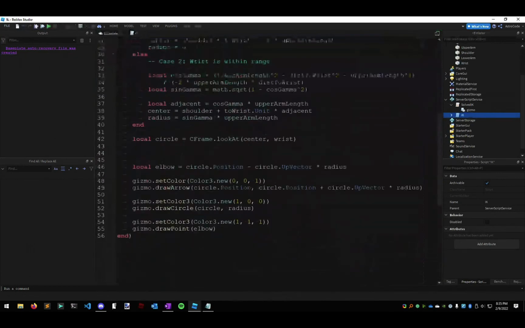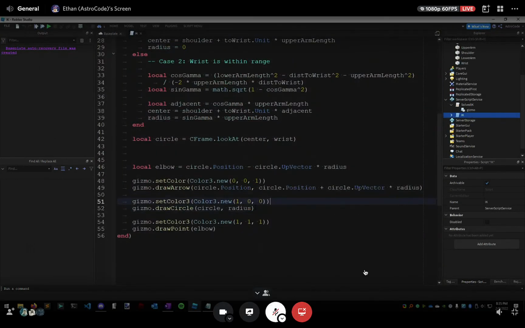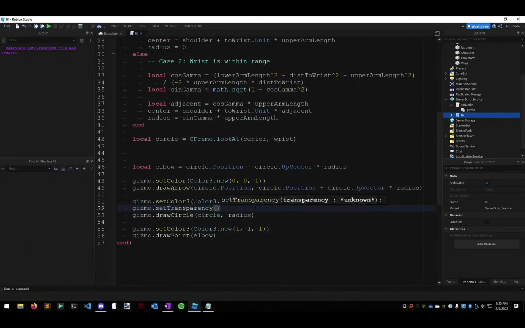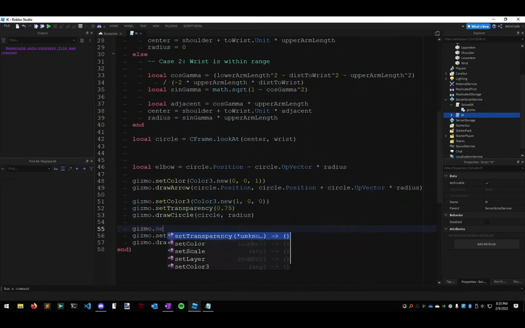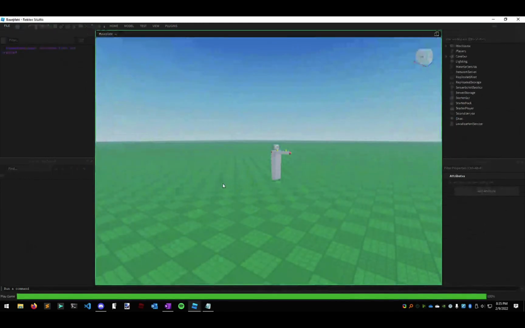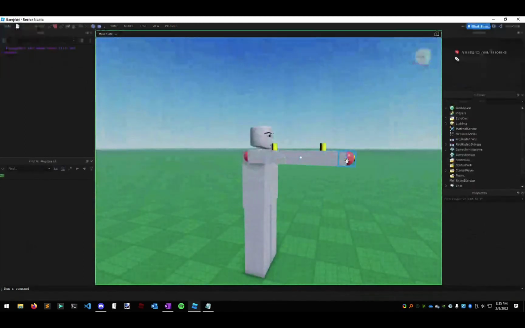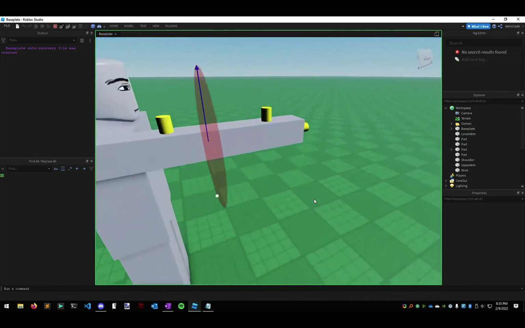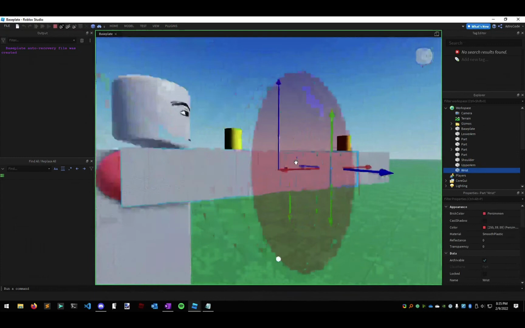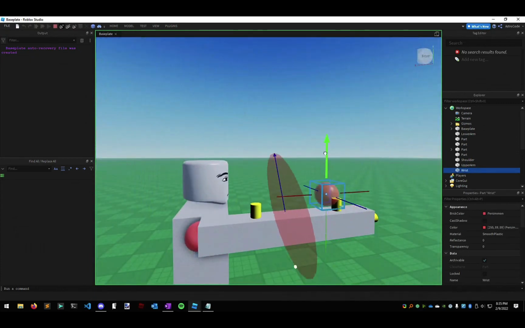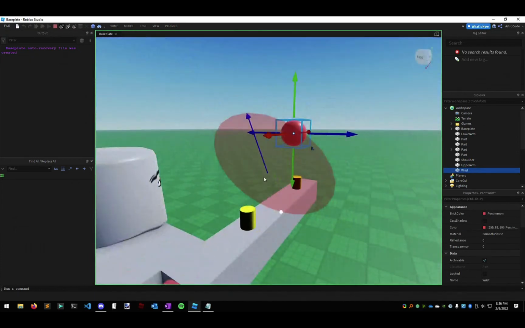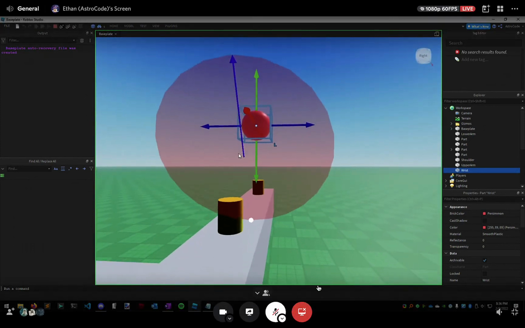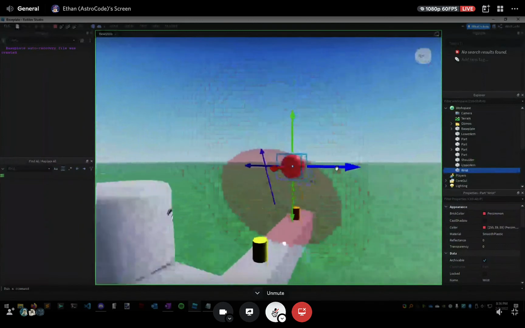Okay, let me make that transparent. Okay, there we go. The reason we're using a C frame for the circle is that we get these nice properties, where a C frame has an up vector defined and a right vector defined. I didn't draw the right vector. Well, it points to the right.